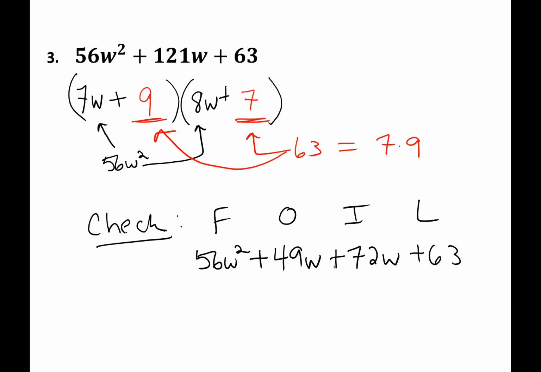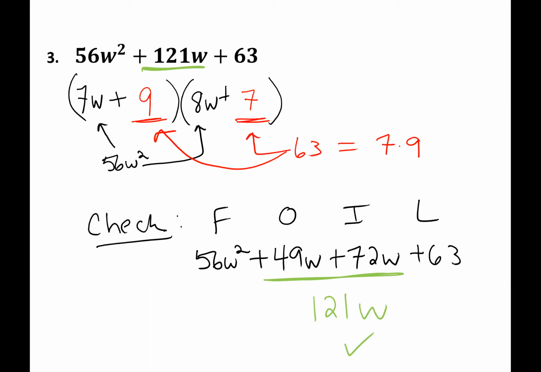So really what I need to check is, do these middle terms add up to the middle term in the original problem, which is 121. So if I add them together, yes, they do. 49 plus 72 is 121. So we got it. See how fast that was?